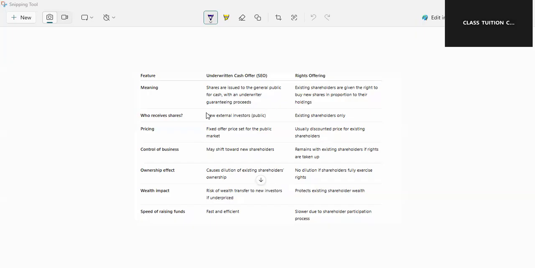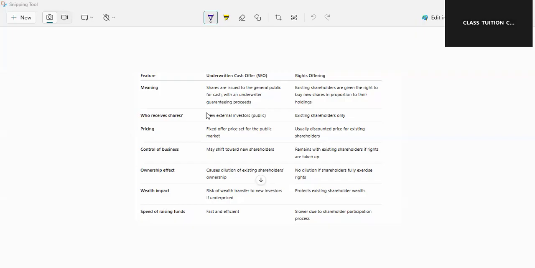Now, what is the implication of this? It is that this method will lead to what we call ownership dilution for the existing owners, because we have new people on board to whom the shares are sold. So here the idea is that the company will sell shares to the public and the bank will guarantee that the company gets the money. Then we also have the rights issue.